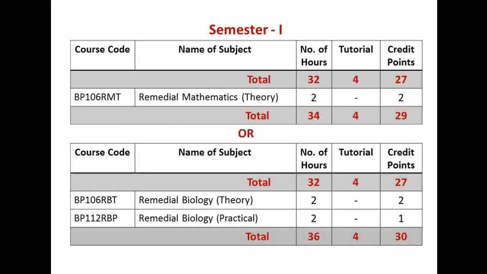So by adding these credit points of remedial biology to the credit points of compulsory subjects, you will get the total credit points, that is 30. So in this way, the credit points are calculated for your semester 1.